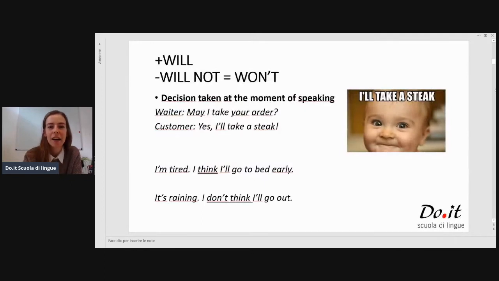Let's get straight into it. Let's get started. As you can see, will is the first thing that comes to mind when we talk about the future in English, but it's not convenient for every situation. So when do we actually use will?